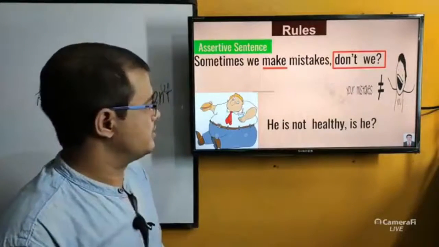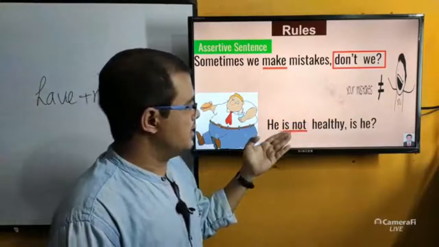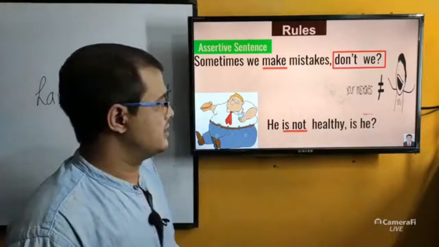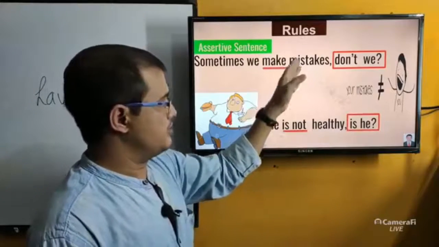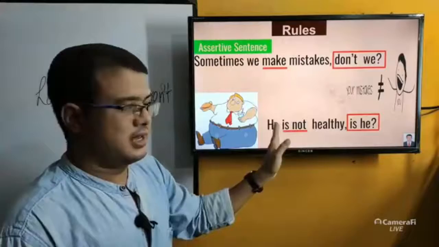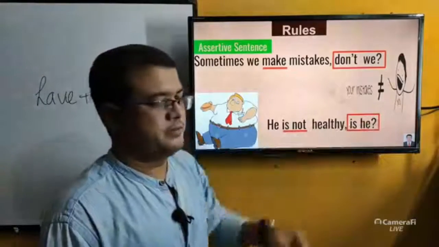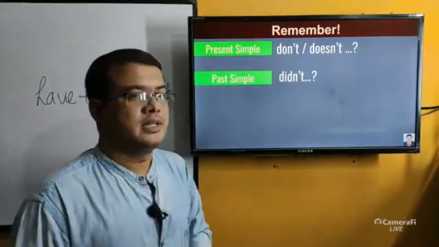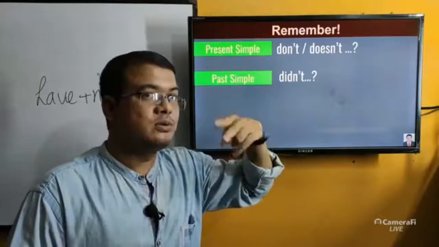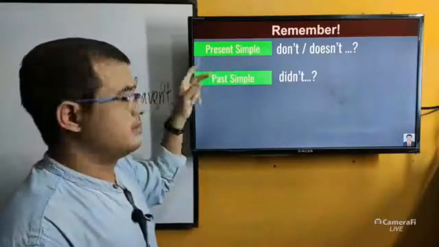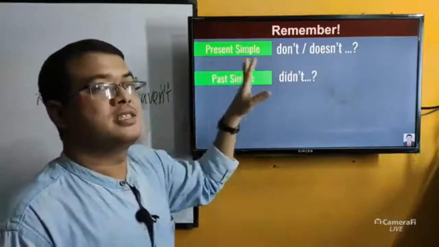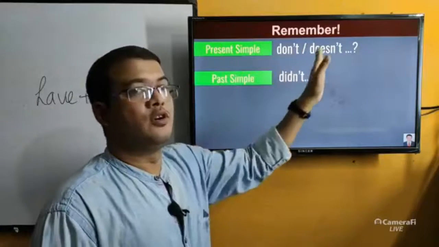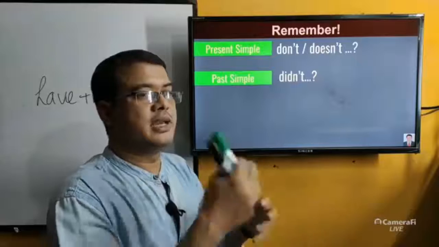See another example. He is not healthy. He is not healthy. So is he? Since it's positive, we have made it negative. Since it's negative, we have made it positive. Remember, there are two tenses that we should remember, because in a positive statement, we won't find the negative form. So we need to make it.